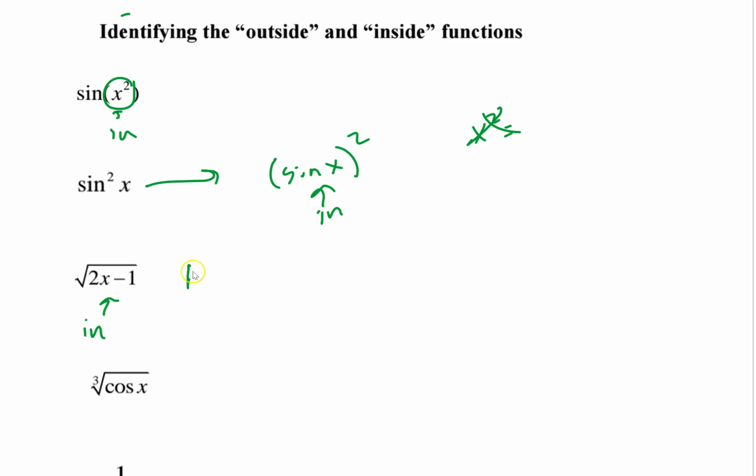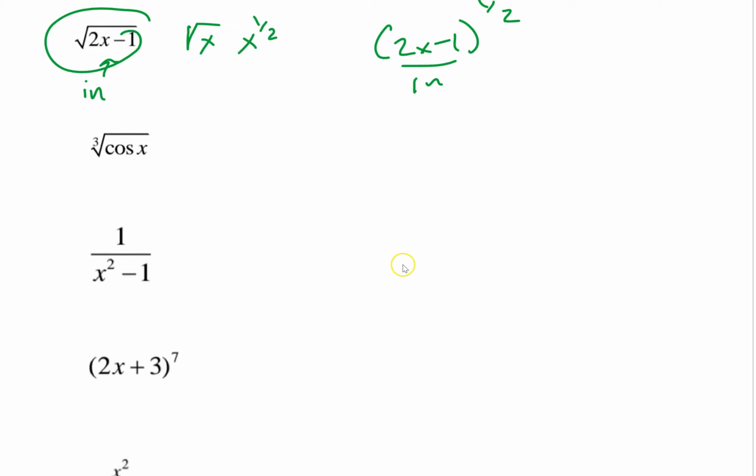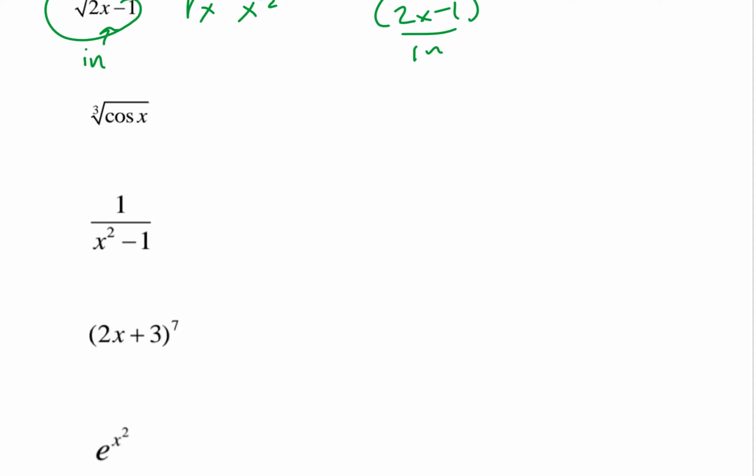The outside would be the square root of x, or x to the 1/2. Again, the way I think about it, I just rewrite this: 2x minus 1 to the 1/2 power. This is the inside, and this is the outside, the power thing. Same thing if we move down the line. My inside's going to be the cosine x. That's my inside function. My outside function is a 1/3 power.